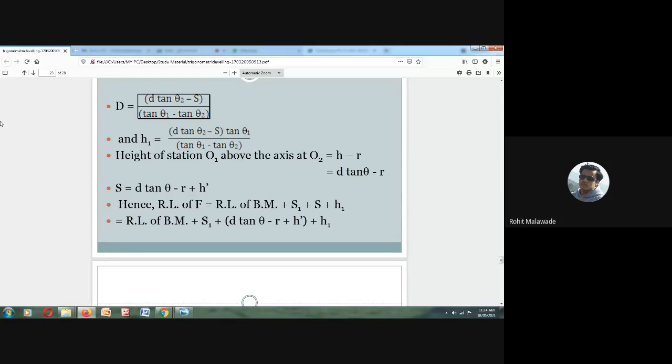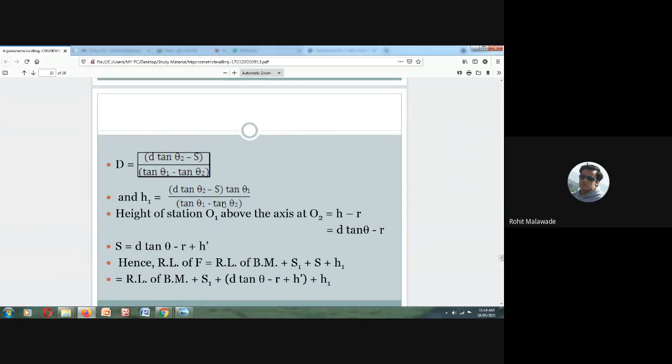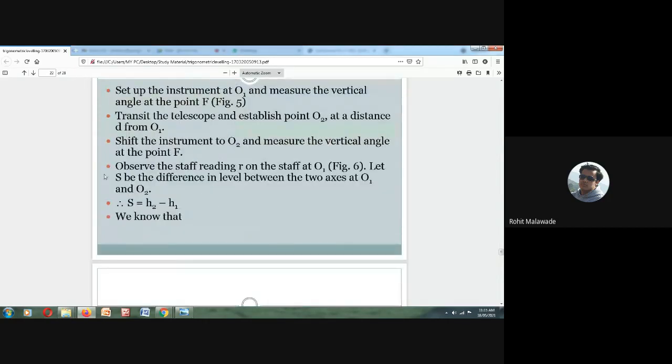You need to follow the textbook, BC Punmia, also if you want. This is not that easy. If I tell it once, it cannot be easily understood. If you refer to the textbooks also and get any doubts, then you can ask me. Have you understood what I have taught in today's class?